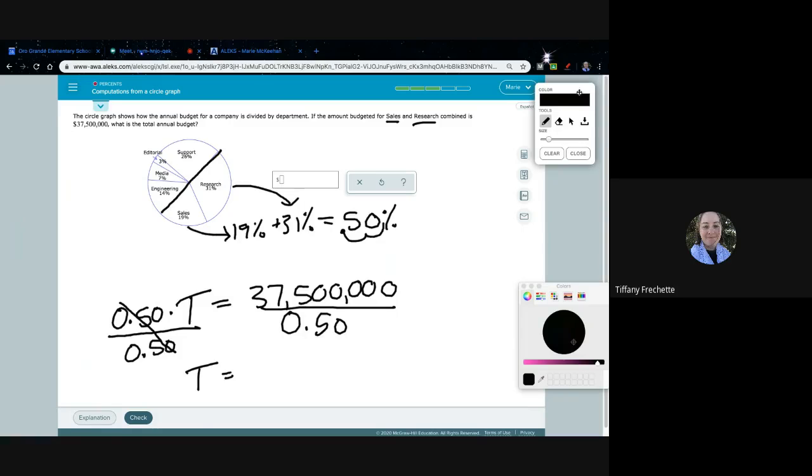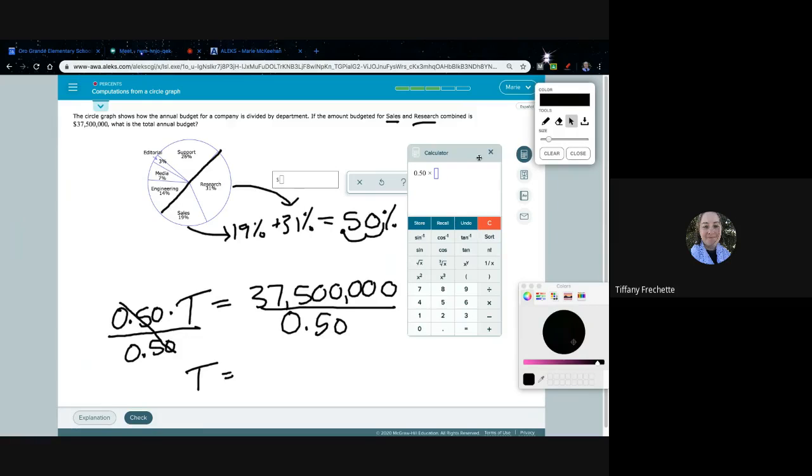So now I can grab my calculator here. And I'm going to clear this out because we want 37,500,000 on the top. Okay, perfect. I want to make sure I put all the zeros in there. And I'm going to divide by 0.50. And I'm going to hit enter.